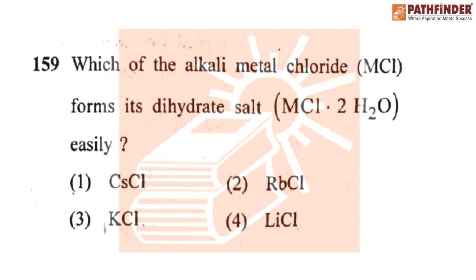Let's move on to question number 159. Which of the alkali metal chloride MCl forms dihydrate salt? Okay, fine. That means the one whose hydration energy is greater can form it. Obviously, between all these, lithium has more hydration energy due to smaller cation, right? And LiCl remains in the form LiCl.2H2O. Okay, so option 4 will be our correct option.